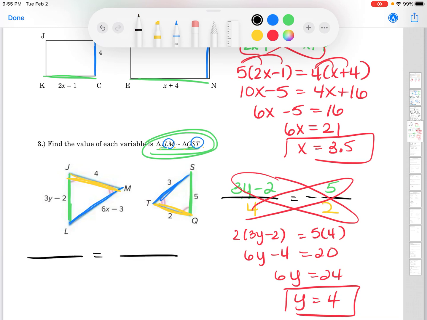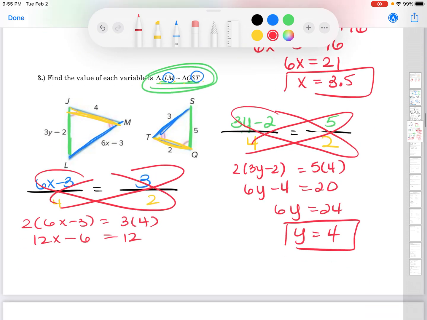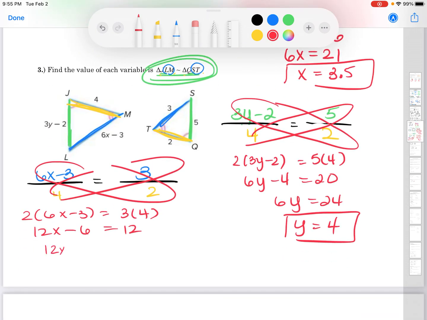All right, so we already said we have 4 and 2, those yellow sides, but now we need to use the blue sides. So we have 6x minus 3 and 3, and same deal, cross multiply. So 2 times 6x minus 3 is equal to 3 times 4. So 12x minus 6 equals 12. That's going to give us that 12x is equal to 18, or x is 1.5.